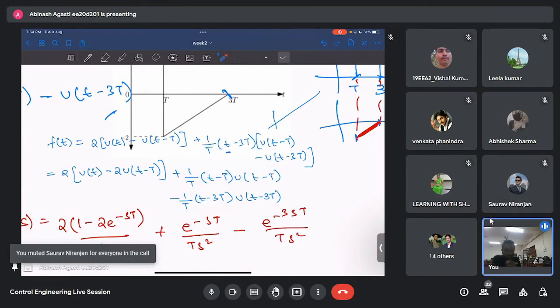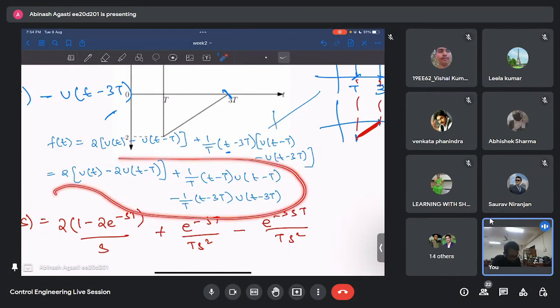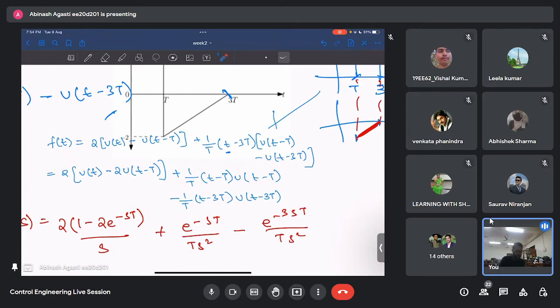Yeah, so what we did here was this entire function, you can see that it is equal to this. You can check it for yourself. If it is wrong, then we can discuss it again. The main intention behind breaking it that way is to have a t minus capital T term along with u of t minus capital T, and a t minus 3 capital T term along with u of t minus 3 capital T, so that in this function we can directly apply the time shifting property.